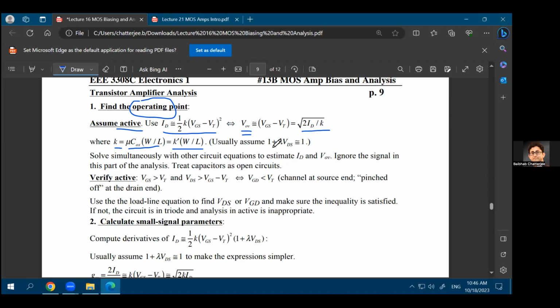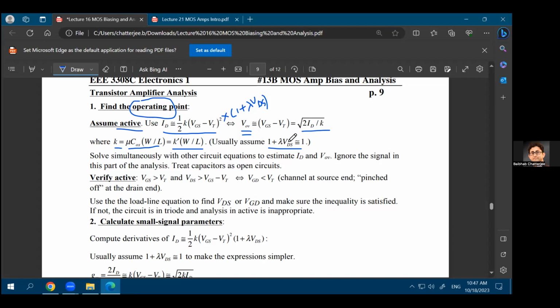If it is not mentioned in the question, then just assume 1 plus lambda VDS is almost equal to 1, which means that the effect of channel length modulation is minimal. Lambda is your channel length modulation parameter as we have discussed in the past. What this will do is that it will add one additional term, which will be multiplied with this ID equation. So ID will be K over 2 times VGS minus VT whole squared multiplied by this 1 plus lambda VDS term that is mentioned over here. But this is only when you have to consider the channel length modulation.